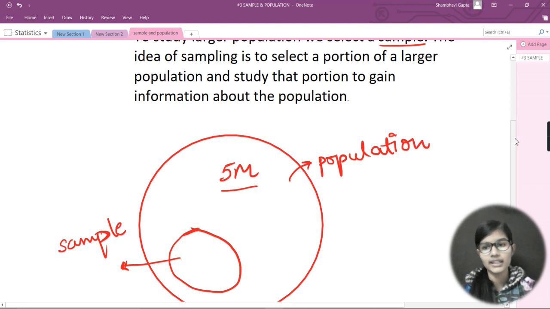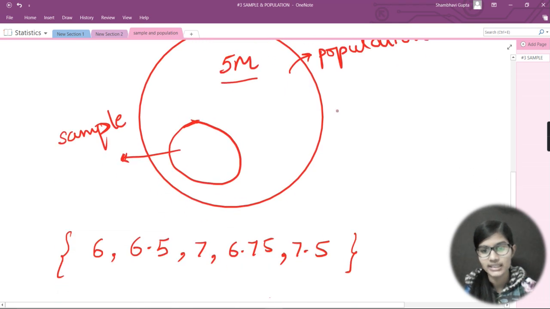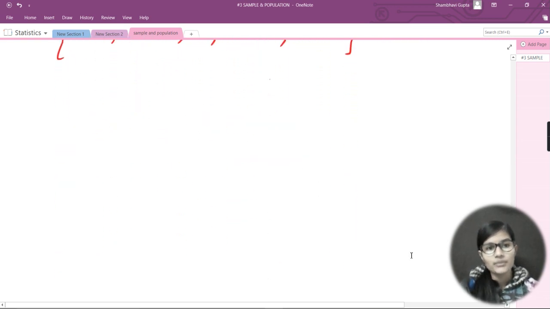So what I was telling you is that the idea of sampling is to select a portion of a larger population and study that portion to gain information about the population. After studying this small sample, I can gain a little bit of information about the population. I hope I made these two definitions clear to you, what the definitions are and how we deal with them.